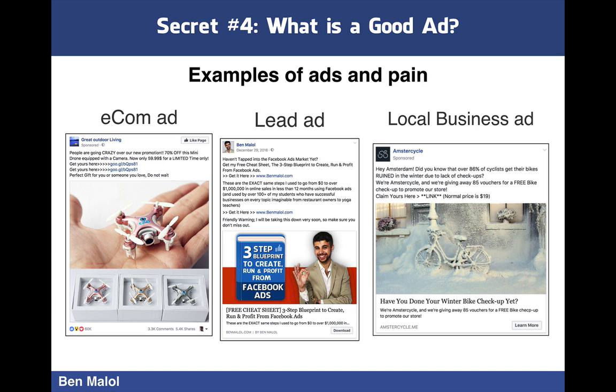So the pain here is a kind of financial pain, right? Did you know that over 86% of cyclists get their bikes ruined in the winter due to lack of checkups? Well, you don't want to be one of those statistics, right? This is for local business. The people that are in Amsterdam in the winter definitely don't want to ruin their bike. And I'm saying here that over 86% of cyclists, the tongue twister there, get their bikes ruined in the winter. So I'm touching on that pain.